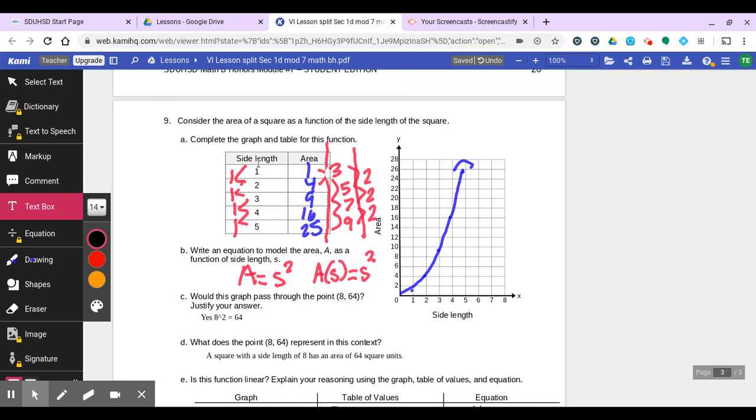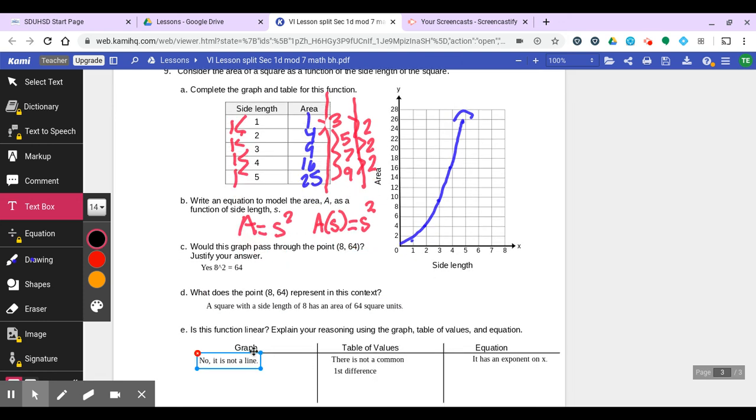So here we see that we are not getting a line. It is going up like a side of a parabola. You had to square your number each time. 2 squared is 4, 3 squared is 9, 4 squared is 16, 5 squared is 25. So we get the area is equal to s squared, or if you write it in function notation, the area, which works on s, is equal to s squared. Would 8, 64 be on there? Yep, 8 squared is 64, so that makes sense. It would say a square with side length of 8 has an area of 64 square units.